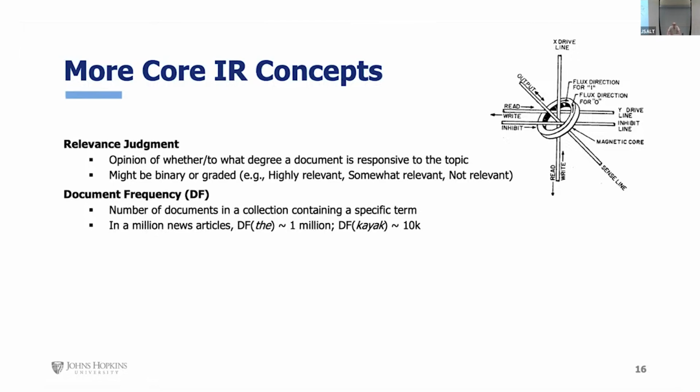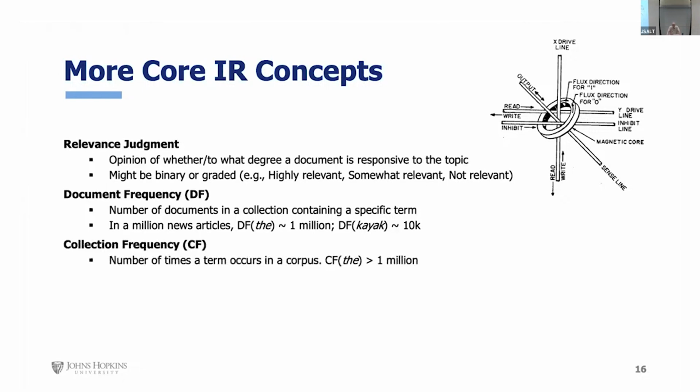Then there are a number of counts that we deal with. The document frequency is the number of documents in the collection that contain a particular term. For example, for the term "the" in an English document collection of 1 million documents, the document frequency is around 1 million, because almost every document is going to have the word "the" in it. On the other hand, the word kayak might be in only 10,000 documents. It might occur 18 times in every one of those documents, but it's just the number of documents that's the document frequency.